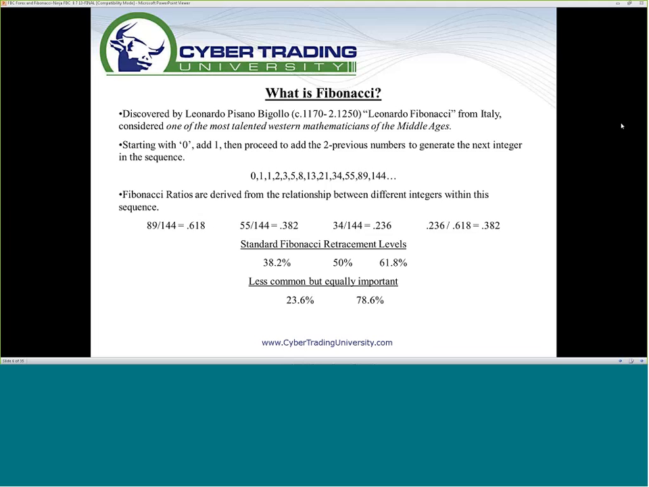We then take 23.6% divided by 61.8%, and what do we get? 38.2%. Again, the same relationship as 55 to 144. To make it easy, the standard Fibonacci retracement levels are as follows: 38.2%, 50%, 61.8%. However, less common, but I believe equally as important, are two other percentages: 23.6% and 78.6%.